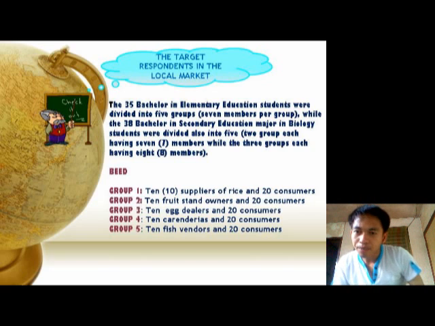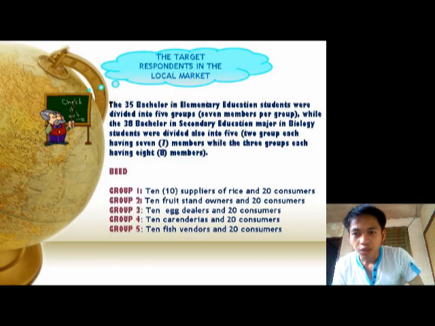Sample target respondents: group 1 has 10 suppliers of rice and 20 consumers of rice. Group 2 has 10 fruit stand owners and 20 consumers of fruits. Group 3, 10 egg dealers and 20 consumers of eggs. Group 4, 10 carinderia owners and 20 consumers. Group 5, 10 fish vendors and 20 consumers in the fish market.